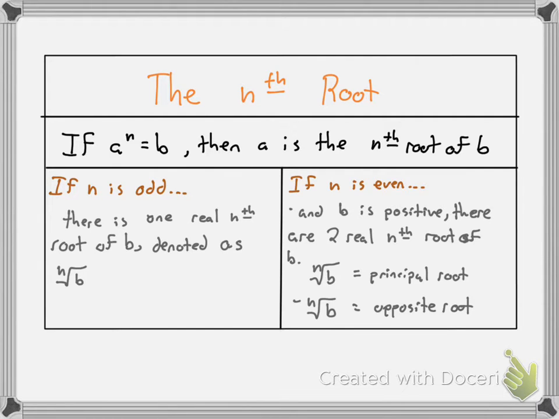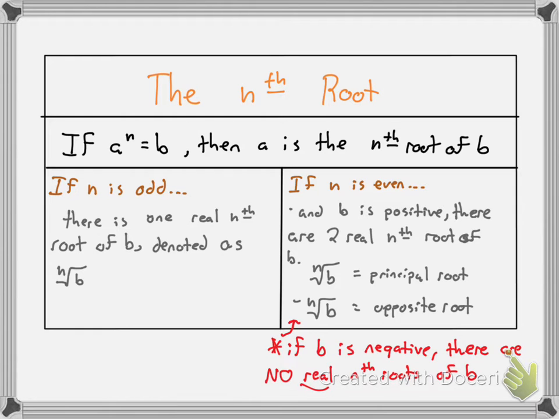Also, another really important thing to note here: if b is negative, so if I'm trying to take an even root of a negative number, then there are no solutions or no real nth roots of b. So for example, if I tried taking the square root of negative 36, I get no solution. Or as we talked about a little bit, you could get imaginary solutions. Here we're really just going to focus on the real number system.